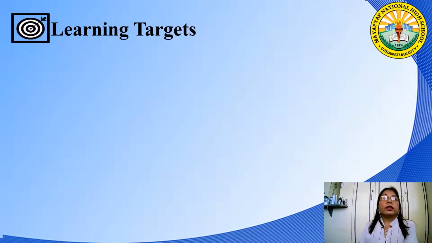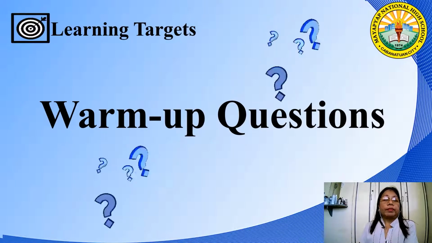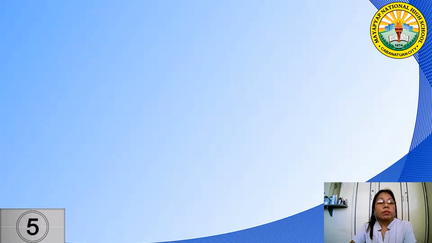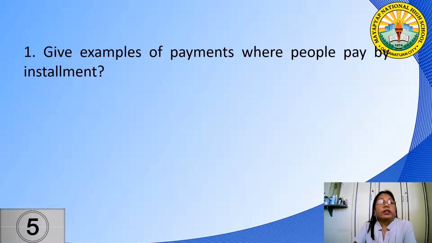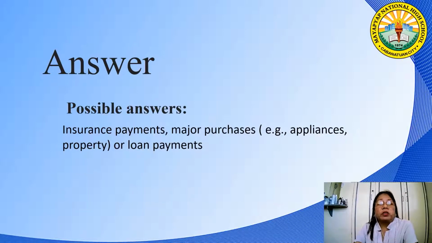Before the lesson, let us have some warm-up questions. I have some questions for you to answer. Question number 1. Give examples of payments where people pay by installment. Time starts now. Okay, here are possible answers: insurance payments, major purchases, that is appliances, property, or loan payments. Check.